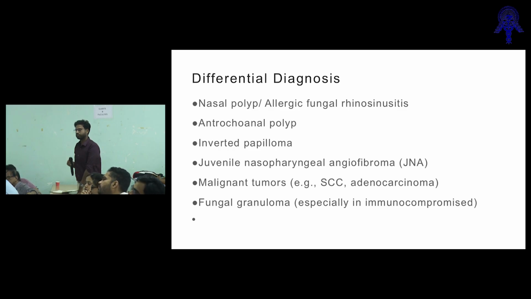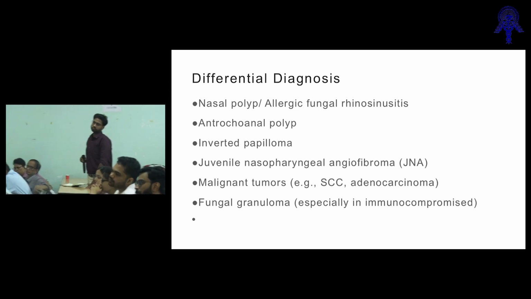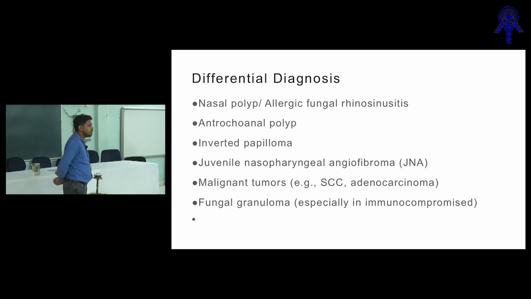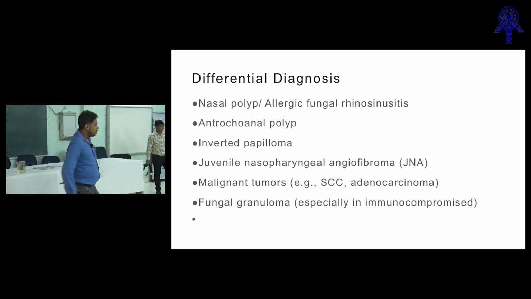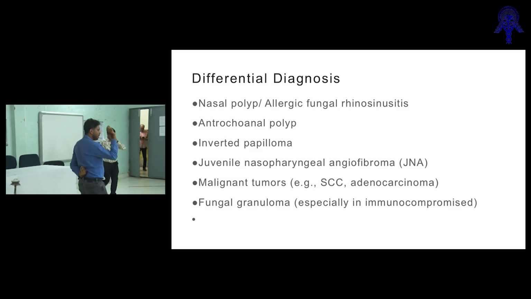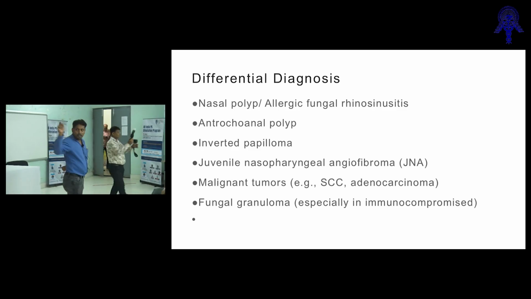So if the vascularity is very high and we may think it is a JNA, then we cannot take the biopsy, as in case of the JNA the bleeding will be very high. So how can you understand it is a JNA? What are the basic clinical features in the CT scan?